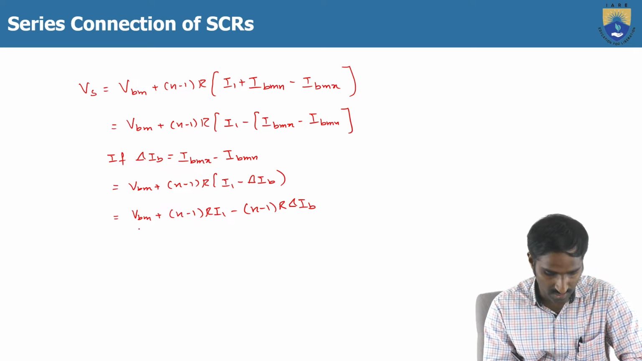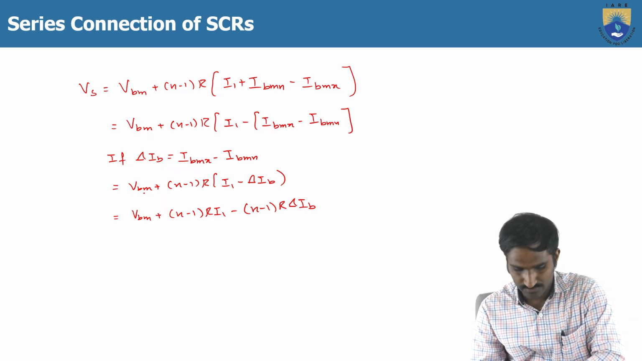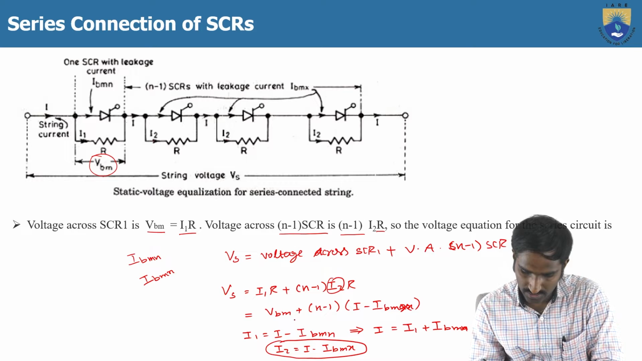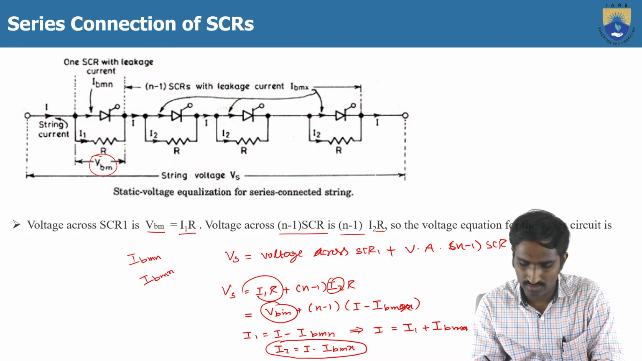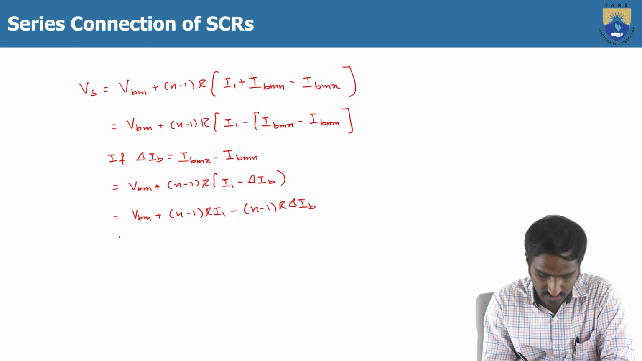So as we know from this equation here, that VBM is equal to I1 into R. So I'm substituting here in place of VBM, and furthermore simplifying this one.